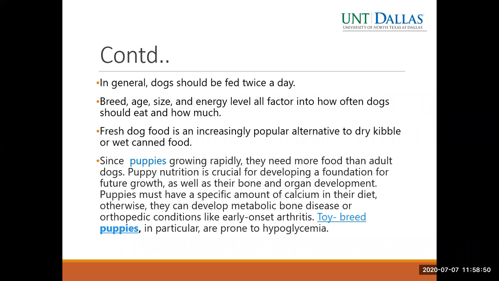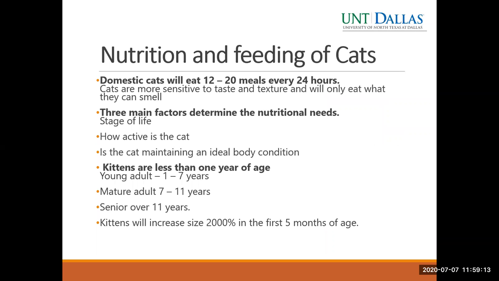Because of the differences in nutrient and energy density between commercial dog foods, it's not possible to provide a universally applicable list of weights or volumes. That means how many cups should be fed. However, companies have tested their products and provide useful feeding recommendations for the dog foods that they sell. So that was all about the nutrition and feeding of the dogs.